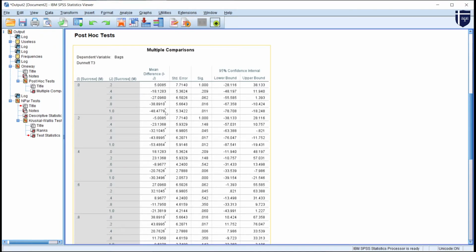Anytime there's an asterisk, it means that its p-value, whether or not it's different from each other, is less than 0.05. How do you know? Well, you can look over here where it says significance, which is the p-value, and for this one, 0 versus 1 is 0.011. Is that less than 0.05? It is. Therefore, you can reject the null hypothesis that they're not significantly different, and you can say that 0 and 1 are, in fact, significantly different.